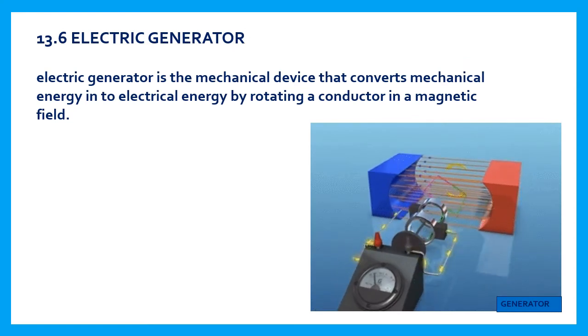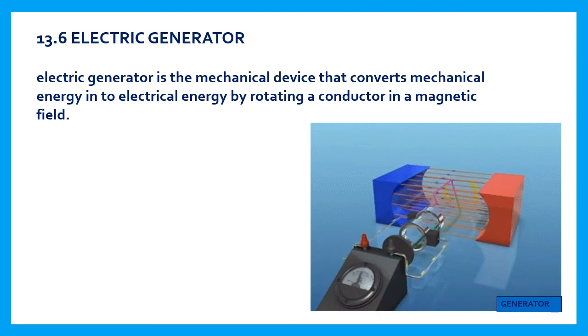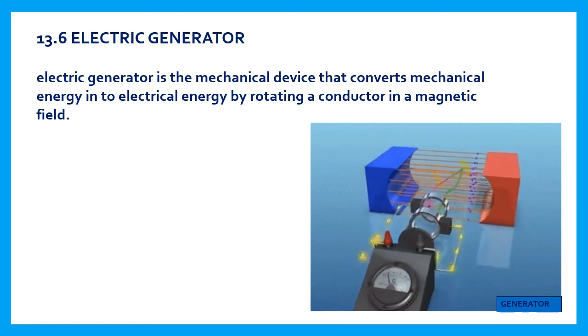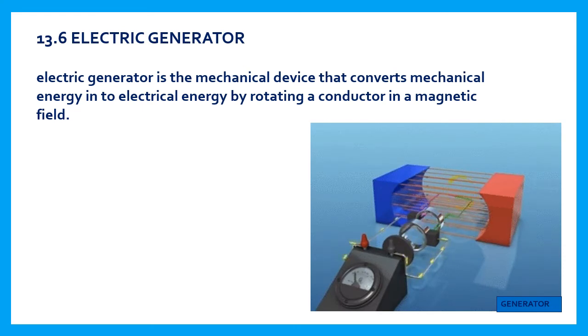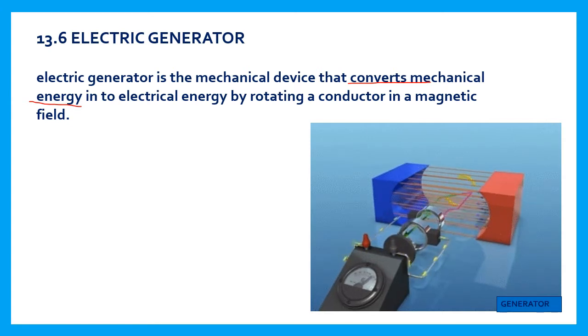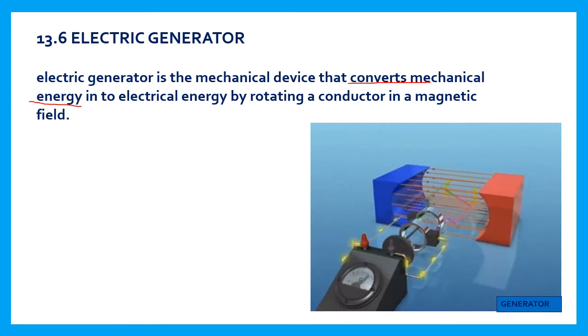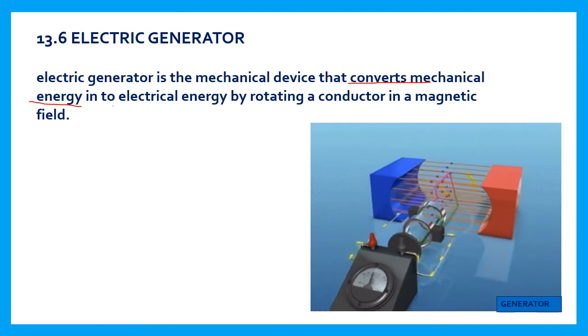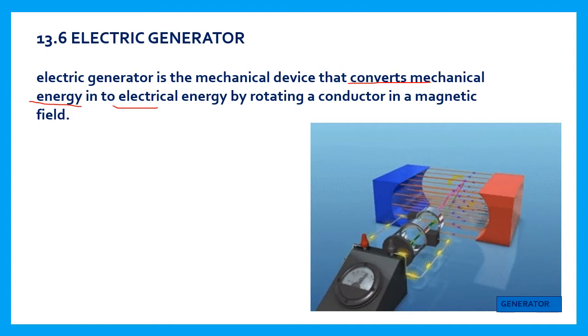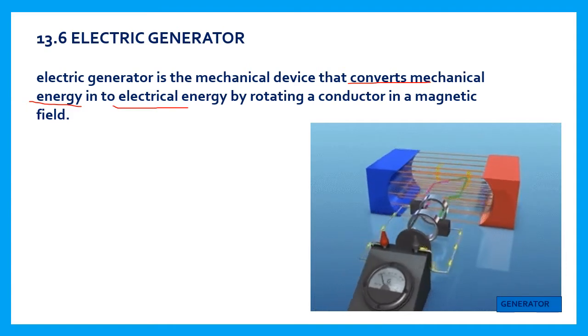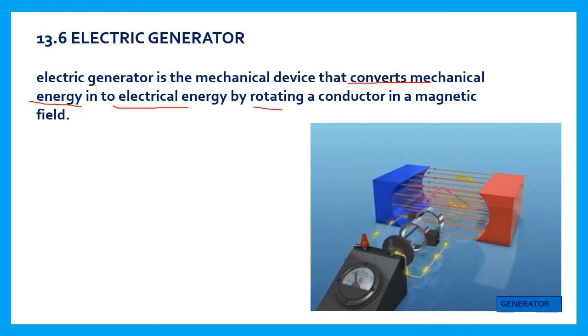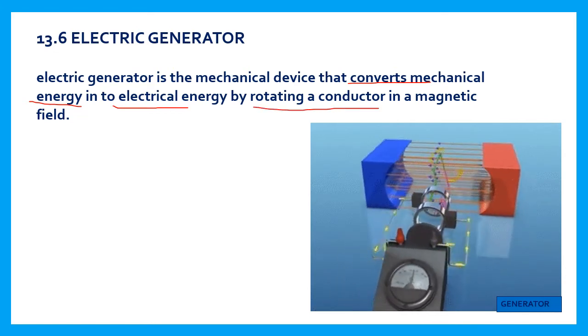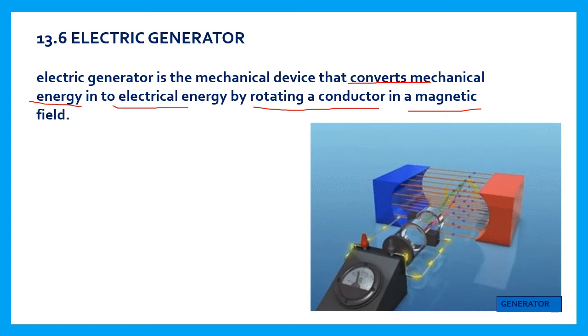An electric generator is a mechanical device that converts mechanical energy into electrical energy by rotating a conductor in a magnetic field. If you remember, we discussed electromagnetic induction. In electromagnetic induction, we rotate an electrical conductor in a magnetic field and electricity is produced. The same principle is used here in the electric generator. In an electric generator also, a conductor is rotated in a magnetic field, and electricity is produced.